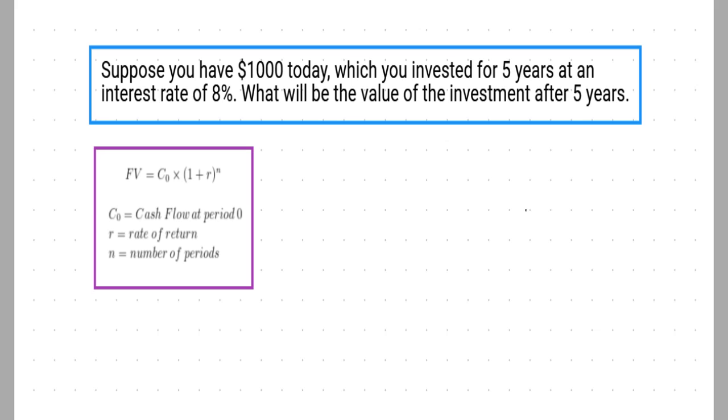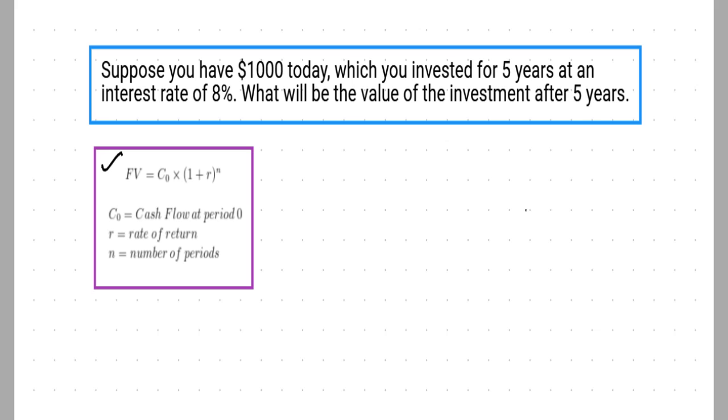Suppose you have $1,000 today, which you invested for 5 years at an interest rate of 8%. What will be the value of the investment after 5 years? To calculate the future value, you need to use this formula, which is future value is equal to C0 into 1 plus R to the power n. C0 is the cash flow at time 0, R is the rate of return or the rate of interest, and n is the number of periods.